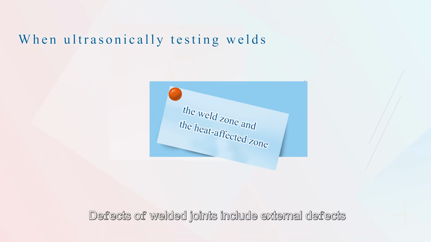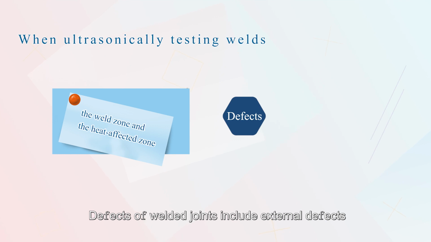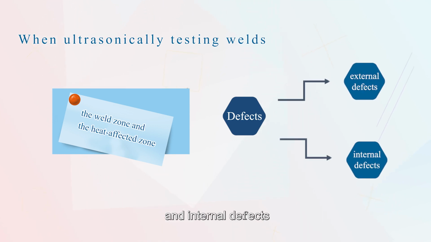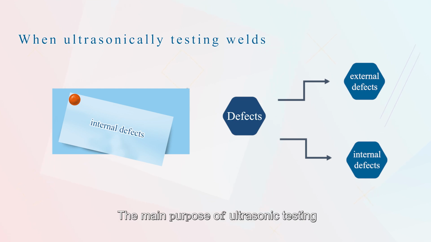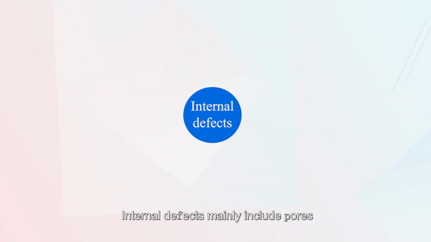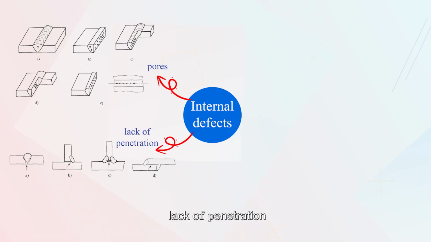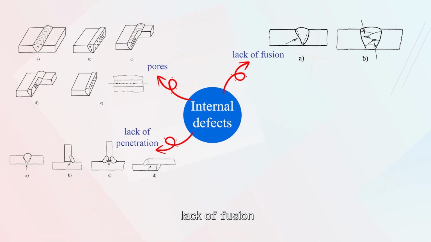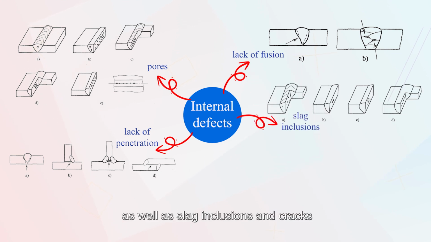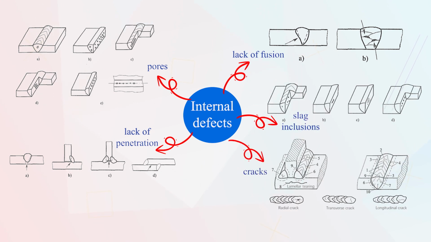Defects of welded joints include external defects and internal defects. The main purpose of ultrasonic testing is to detect internal defects in welded joints. Internal defects mainly include pores, lack of penetration, lack of fusion, as well as slag inclusion and cracks.